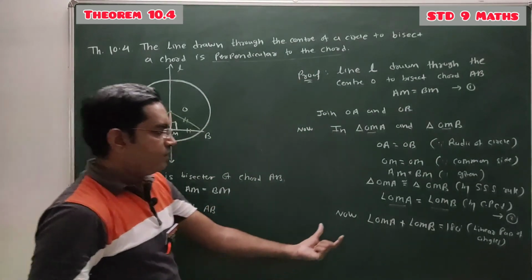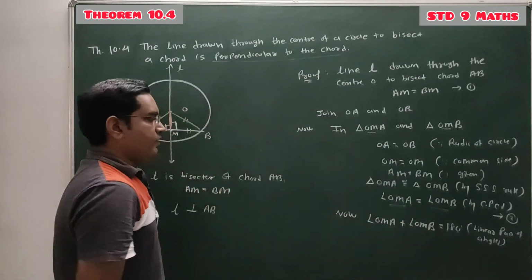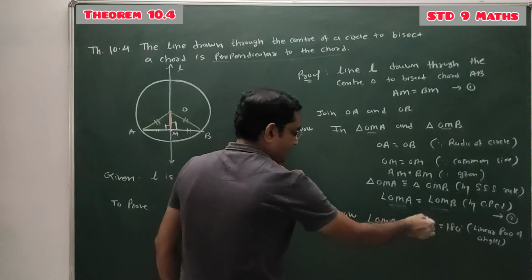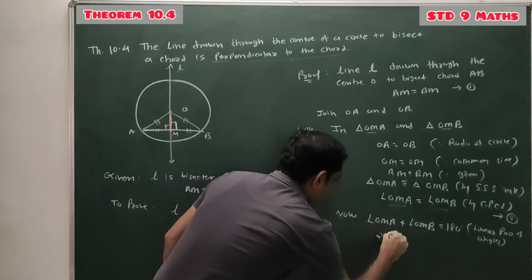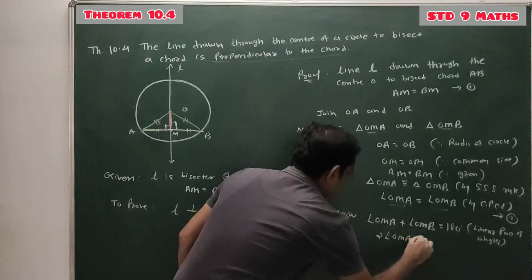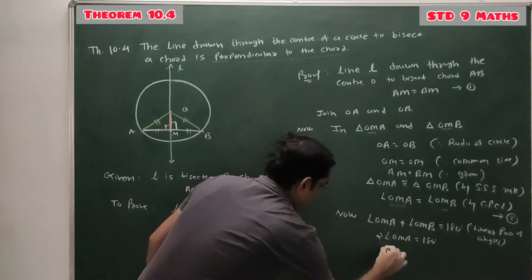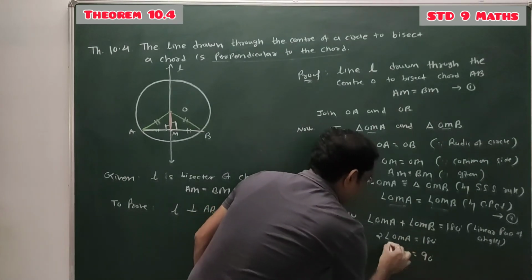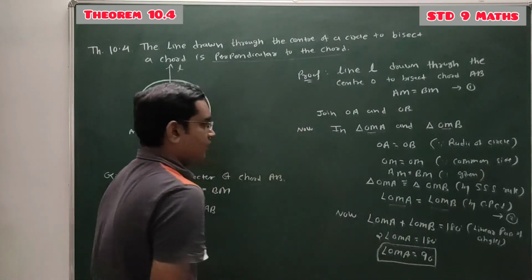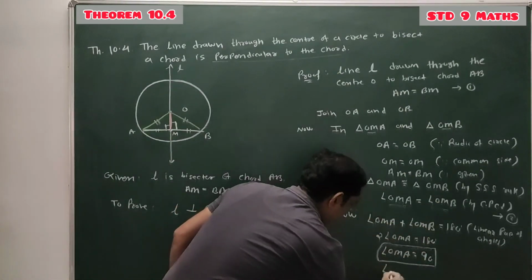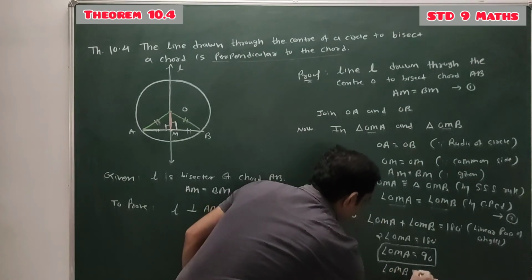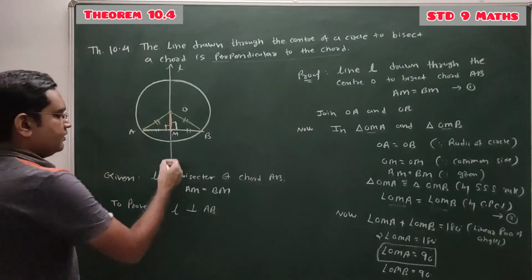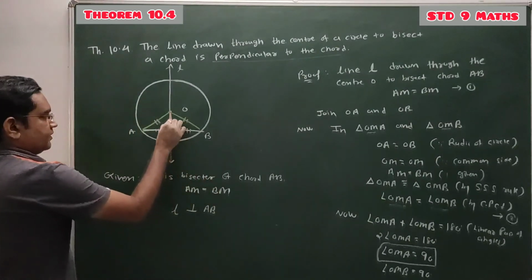And from result 2 we can see that these two angles are equal. So we can replace angle OMB with angle OMA. So angle OMA plus angle OMA equal to twice angle OMA equal to 180 degrees. So measure of angle OMA equal to 180 by 2, so it's 90 degrees. Measure of angle OMA is 90 degrees, and therefore measure of angle OMB is also 90 degrees. So these two angles are of 90 degrees.